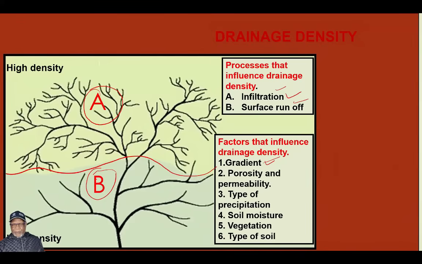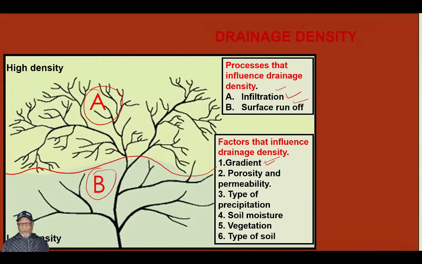Then we say type of precipitation. Now it means at A, there was heavy rainfall, which means that it rained quickly. There was not enough time for it to infiltrate. That is why we have high density. But at B, the rainfall was slow, soaking, more infiltration, and therefore less density. Because there is more infiltration and less surface runoff.